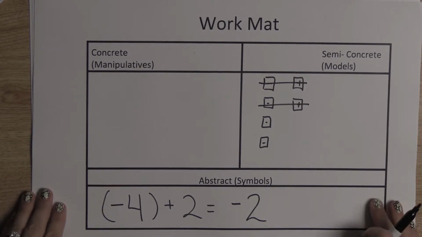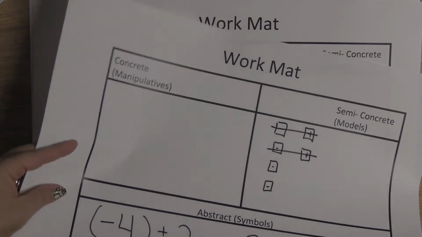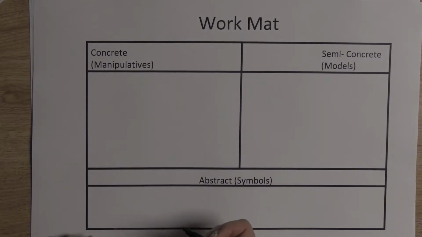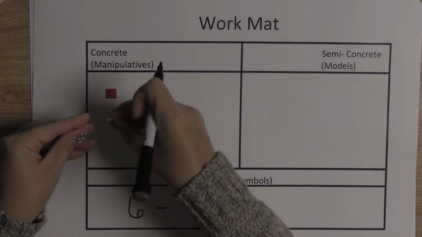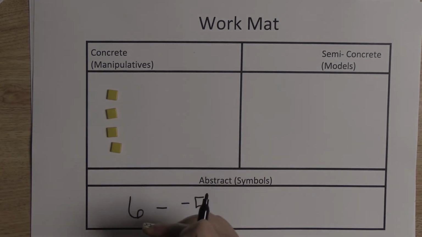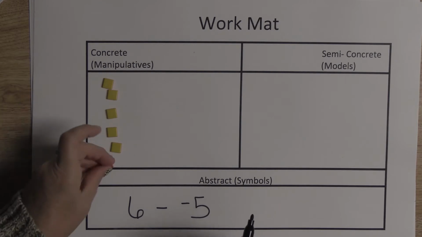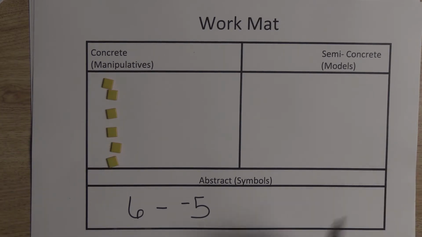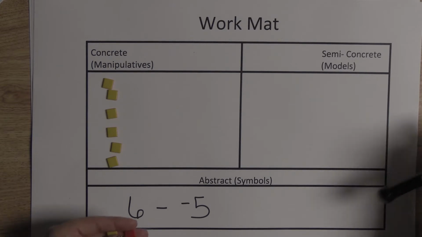Okay. Now, the next one we're going to talk about is 6 take away a -5. What's that going to look like? So, we begin with 6, which is positive. So positive 6. And I'm going to take away a -5. Now in this case, I do not have a -5 to take away. So I have to build zero pairs of -5.